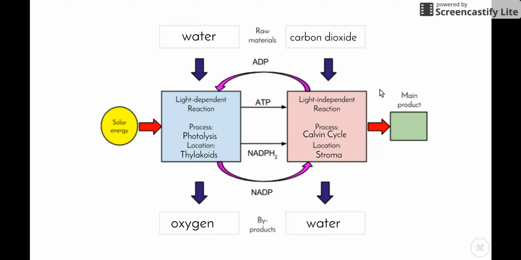So the main product of photosynthesis, as we know, is glucose. So water and carbon dioxide come together, form glucose and oxygen, and we can also have a small amount of water as a byproduct. We don't normally include water as a product of photosynthesis because the amount that's created is fairly insignificant in comparison to the amount that is required.